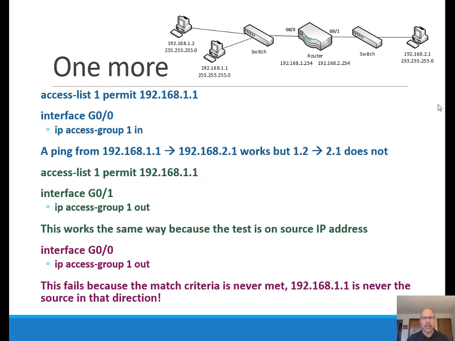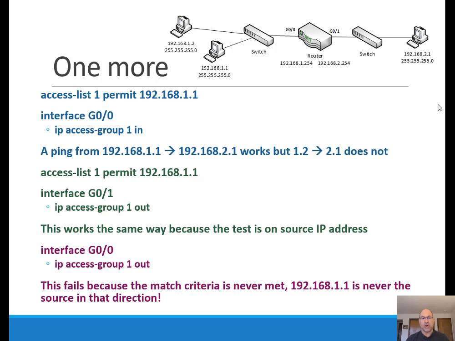All right, let's change it up a little bit. We're going to take that same exact access list, but this time apply it to G0/1 in the out direction. It turns out that this works for the exact same reason. The test is on the source IP address, and 192.168.1.1 would appear in the source IP address going in that direction, so this would pass. 1.2 would fail.